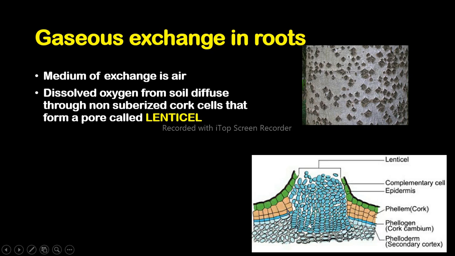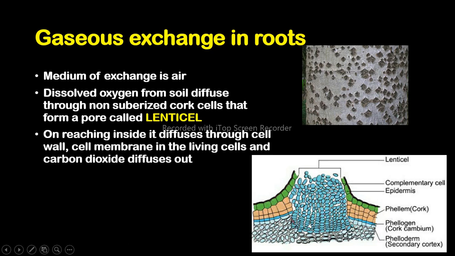And because of the large, numerous air spaces within these cells together with the cortex, the gases can easily diffuse through these air spaces to each individual cell. Okay? So on reaching the inside, oxygen diffuses through the cell wall and then the cell membrane into the living cell, and carbon dioxide diffuses out. And then it will dissolve in the moist layer in this air space, and then make its way out.